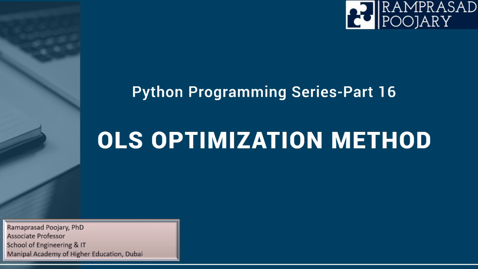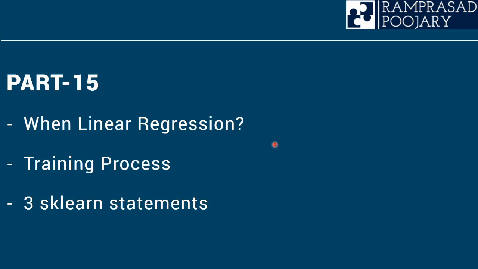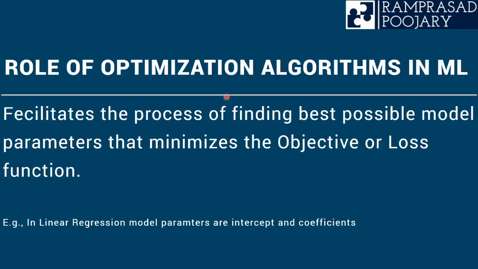Today we will explore the ordinary least squares optimization algorithm. In part 15 we covered the use cases for linear regression in machine learning. We covered the training process and finally we also covered the three key scikit-learn statements used for training linear regression models. So in this session, we discuss optimization algorithms in ML.